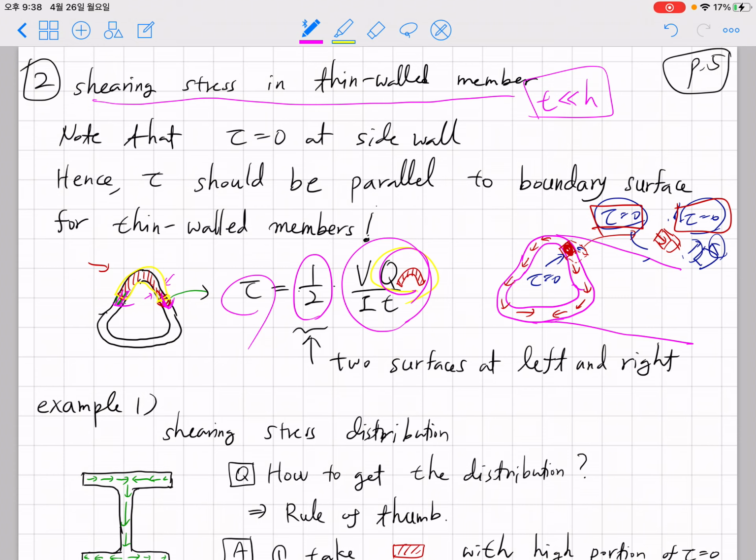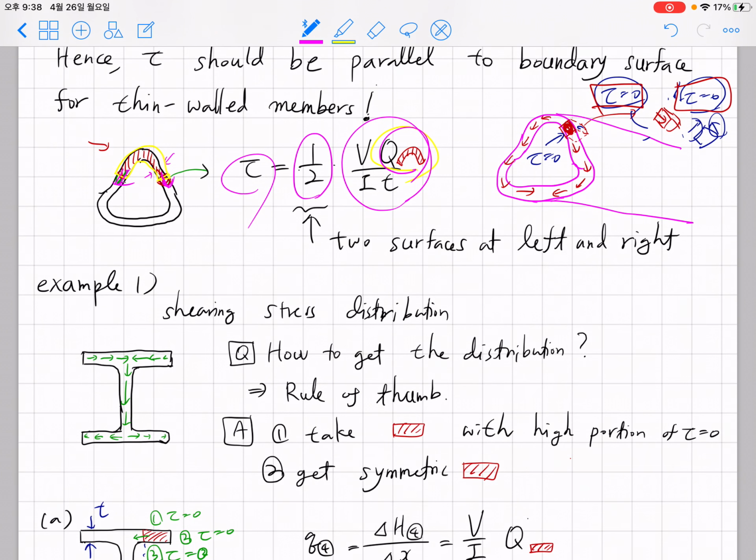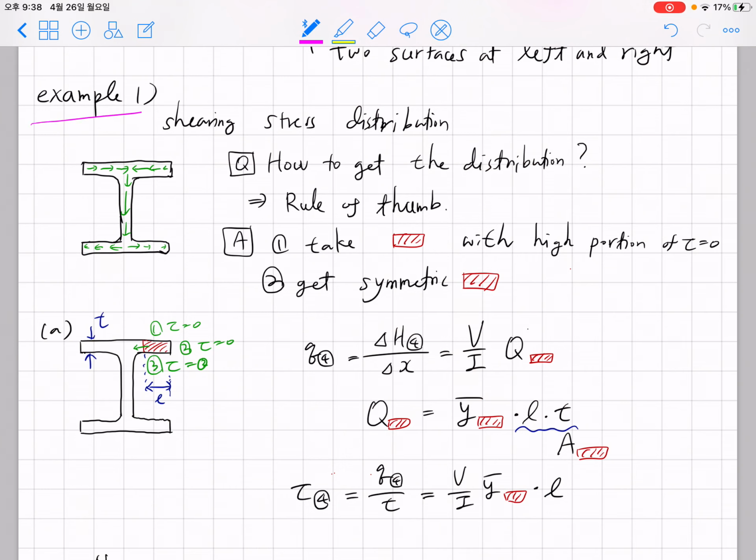Okay, so when somebody asks you a question regarding a thin-walled member, you don't need to worry about the direction. The direction must be parallel to the direction of the thin wall. And regarding the magnitude, you can take the effective red area, such that you can perform the Q integral and obtain the shearing stress by applying this equation. Then you can determine it. Okay, so let me give you some examples.